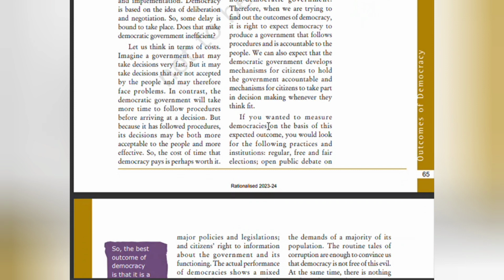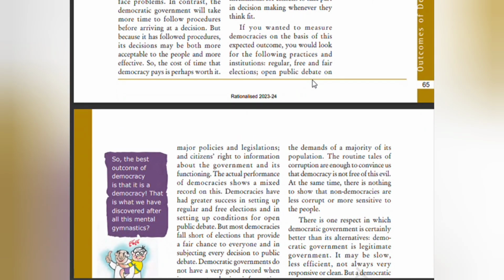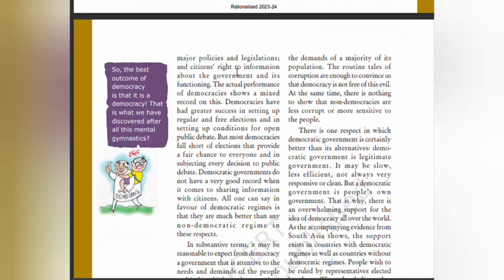If you wanted to measure democracies on the basis of the expected outcome, you would look for the following practices and institutions: regular, free, and fair elections, open public debate on major policies and legislations, and citizens' right to information about the government and its functioning. Actual performance of democracies shows a mixed record on this.